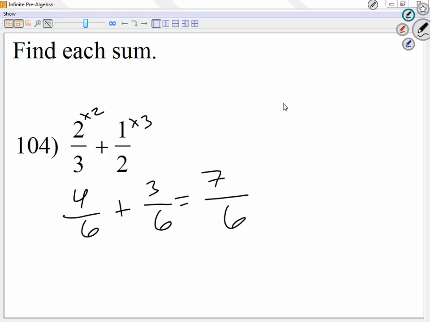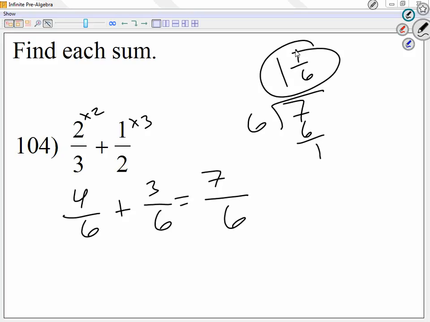We have an improper fraction, so we have to divide. 6 goes into 7 one time. 1 times 6 is 6. My remainder is 1. Since we have a remainder, I'm going to make a fraction of 1 over 6. So my answer is 1 and 1/6. Alright, so we have these types until 108. Any questions until 108?